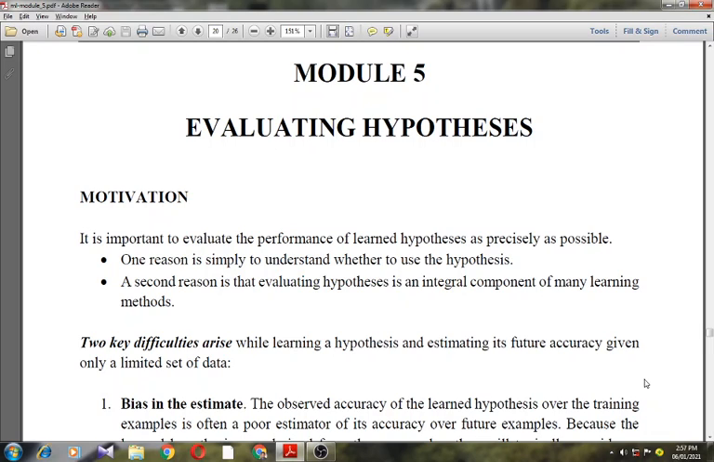So in today's class I am going to start with the fifth module, that is evaluating hypothesis, then instance based learning and reinforcement learning. So this module is also very important with respect to your examinations and in solving real world problems, right?